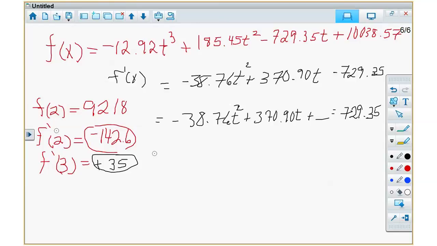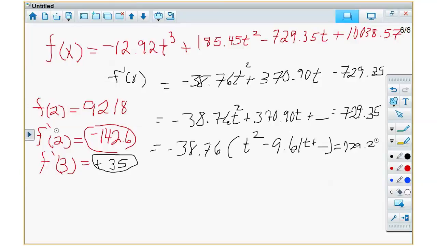So this is going to factor out a negative 38.76. I need y'all to help me out here. Somebody divide that out. That's going to be T squared minus 370.90 divided by negative 38.76, which is negative 9.61 T, plus blank equals 729.25.